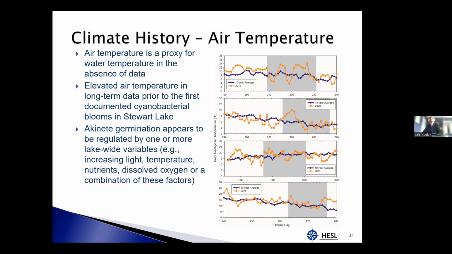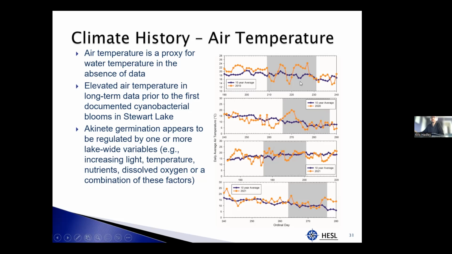We did notice, so just to orient you on these graphs, these are the years 2010, 2020, and then two figures in 2021 of documented cyanobacterial blooms where we have a start date. And the start date of the cyanobacterial blooms is the right side of the gray box in all cases. So what we're looking at with the gray box is a period of roughly 3 weeks to a month prior to the occurrence of the bloom.